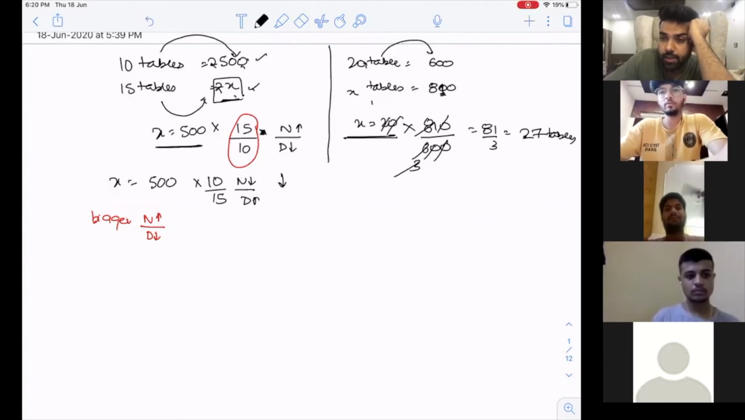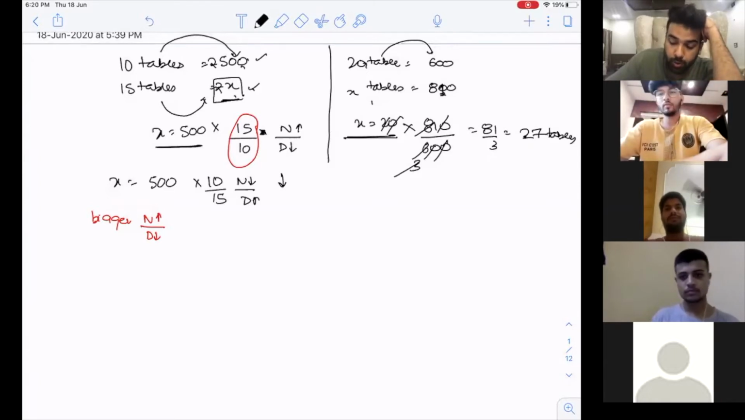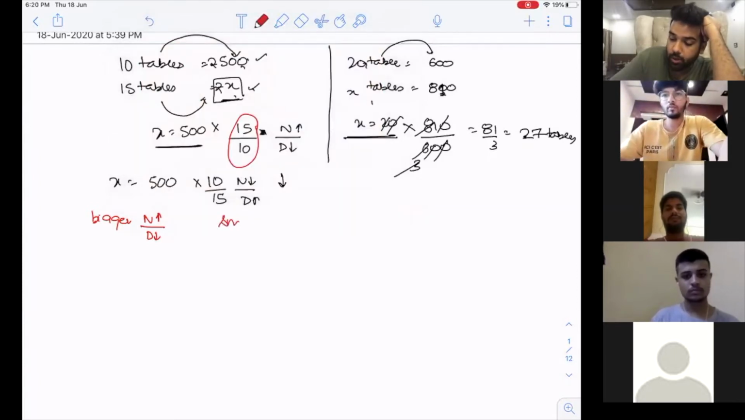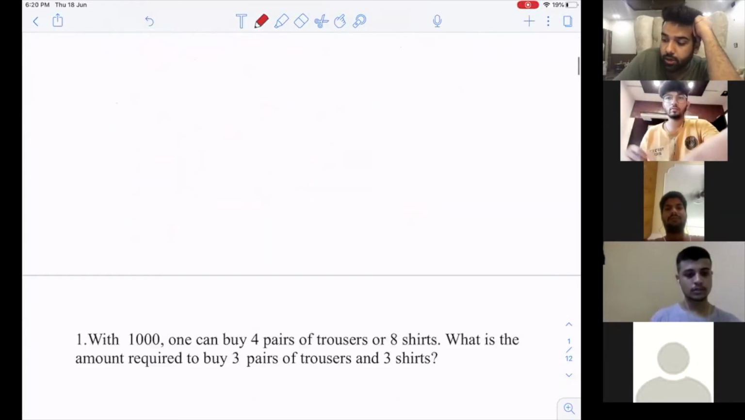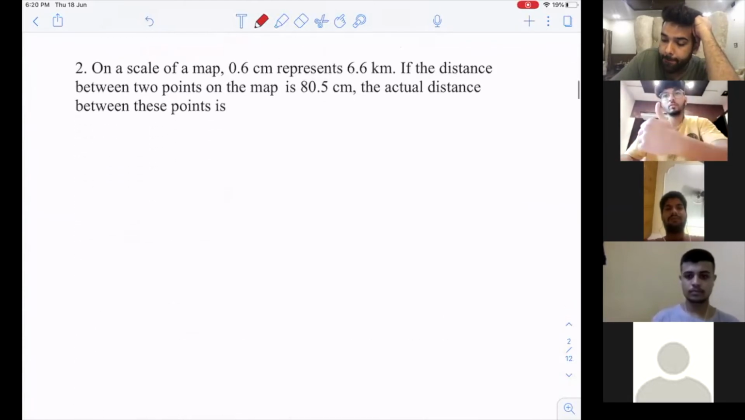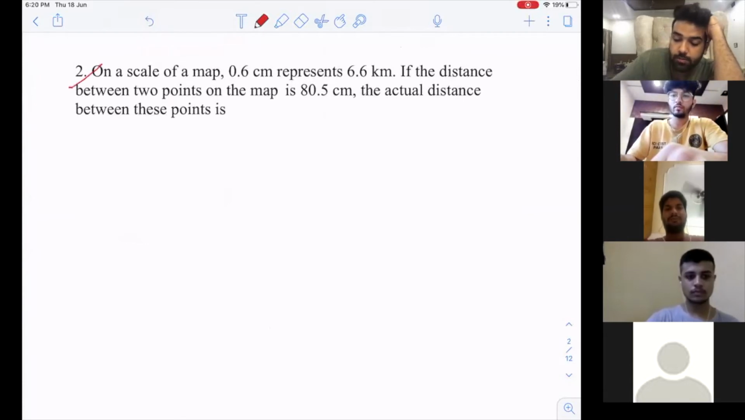Is it clear or not? Yes, sir. To make something bigger, we do numerator bigger, denominator smaller. To make something smaller, we will do numerator smaller, denominator bigger. Clear or not? Yes or no? Clear, everybody? Yes, sir. Okay, try this question. It's a simple question similar to this.